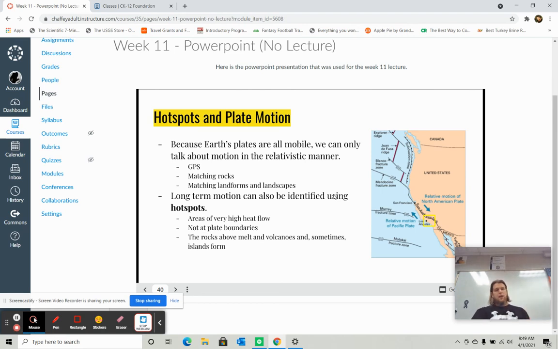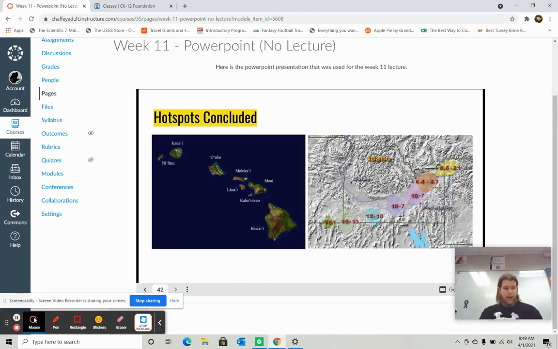So there are hot spots in plate motion. We're not going to talk too much about hot spots right now. We're going to talk about them when we get into volcanoes. So I'm going to skip through this in the interest of time. But hot spots do give us an idea of plate motion, which we'll talk about with volcanoes.